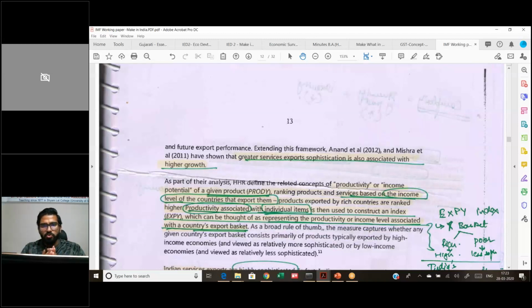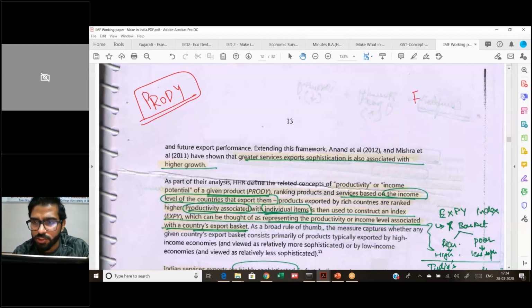For that you need to go through two different concepts. One of the concepts is product income potential, which is discussed through a scale given by PRODY, the productivity of a particular product. And there's another index which we're going to consider, which is EXPY, the exporting income. Let's define these two terms.